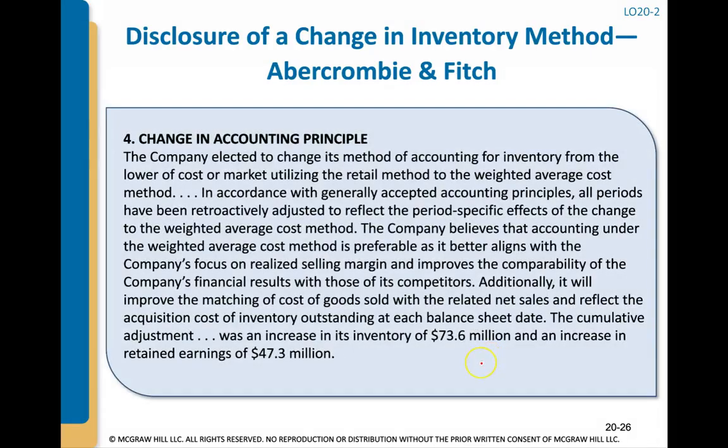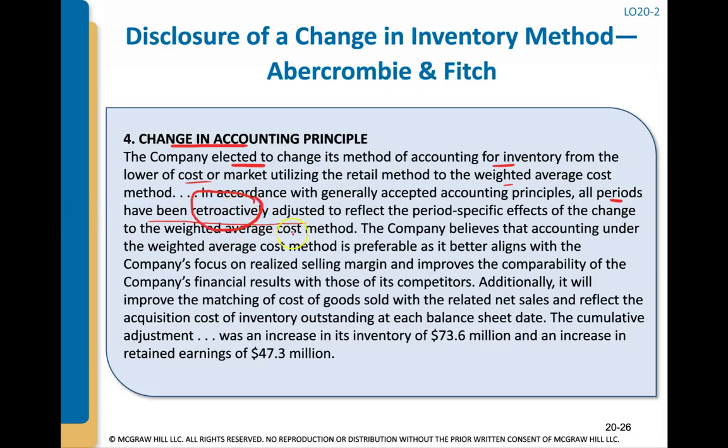This is a disclosure of a change in inventory for Abercrombie and Fitch. I'm not going to read the whole thing, but here's a note. It's a change in accounting principle. The company elected to change its method for inventory. Okay, and it tells you we went from the lower of cost or market to weighted average. And then it tells you that all periods have been retroactively adjusted, right?